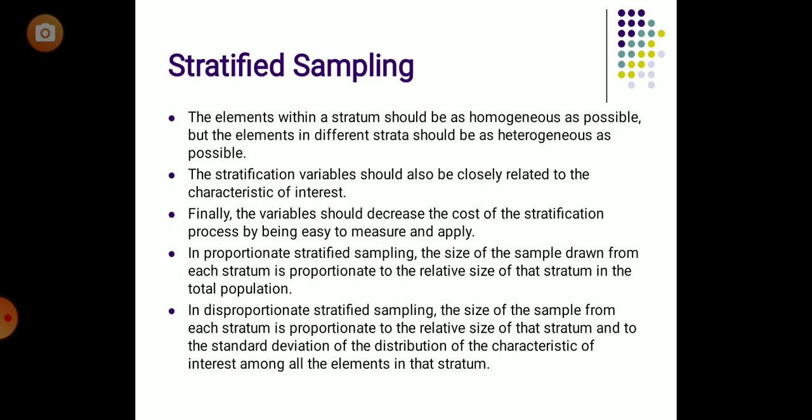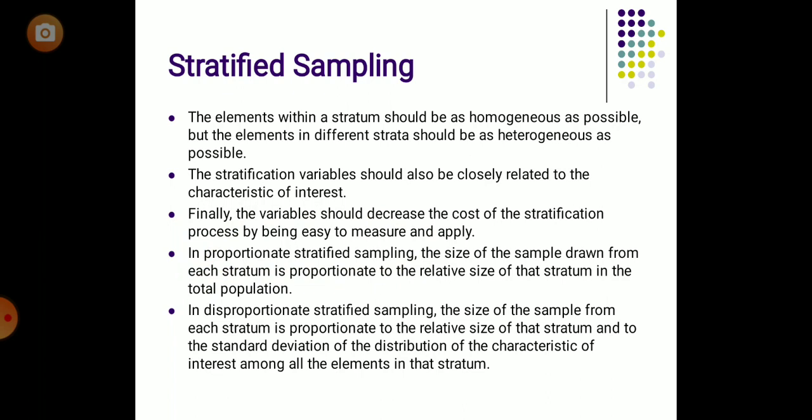Again, another example of stratified sampling is proportionate stratified sampling. In proportionate stratified sampling, the sample is selected based upon the population proportion. Let's say, for example, in one class, 100 students are there. So 100 is the population.